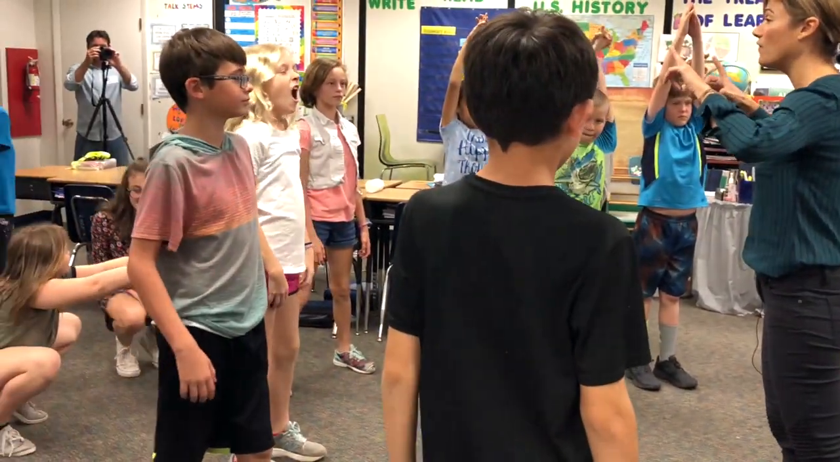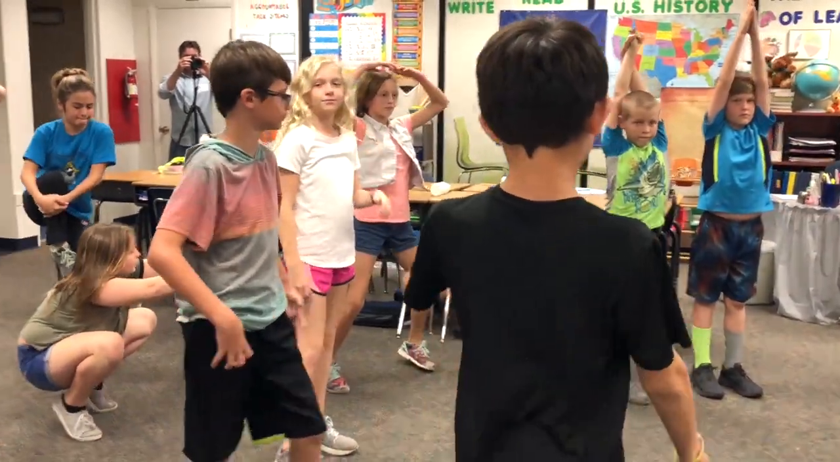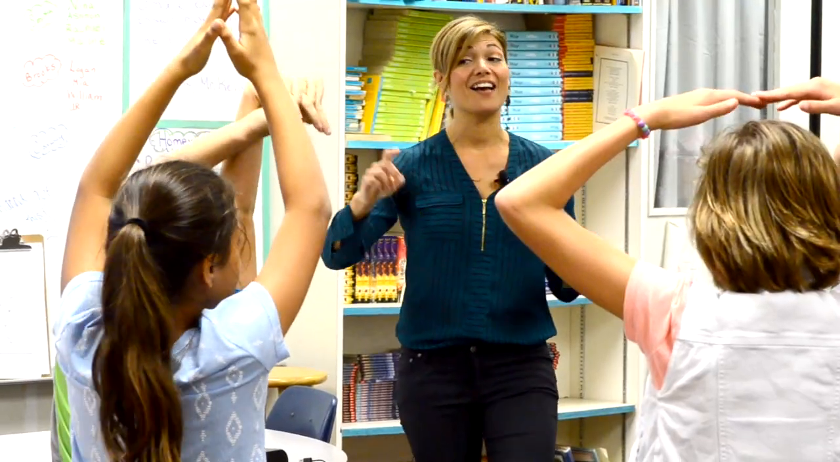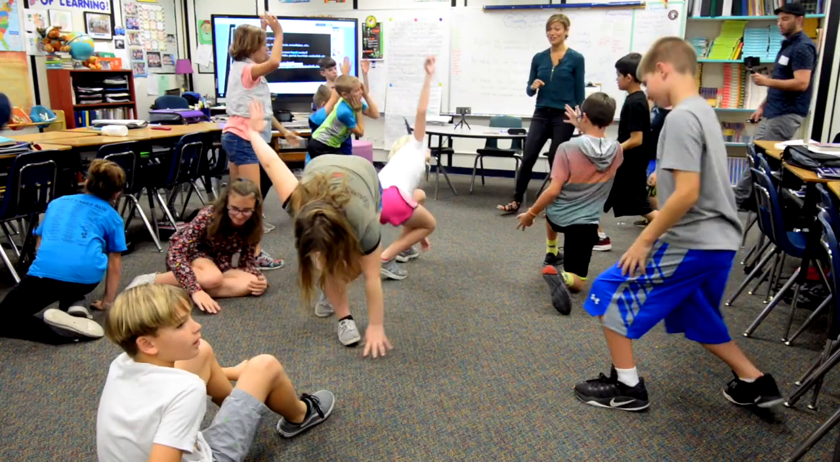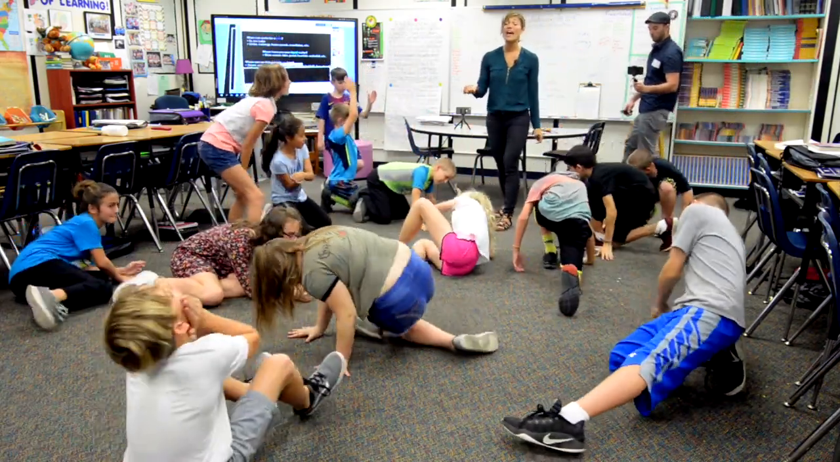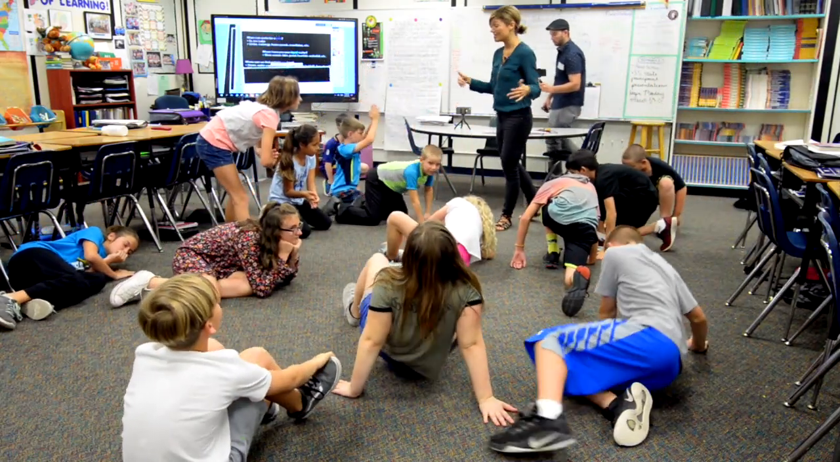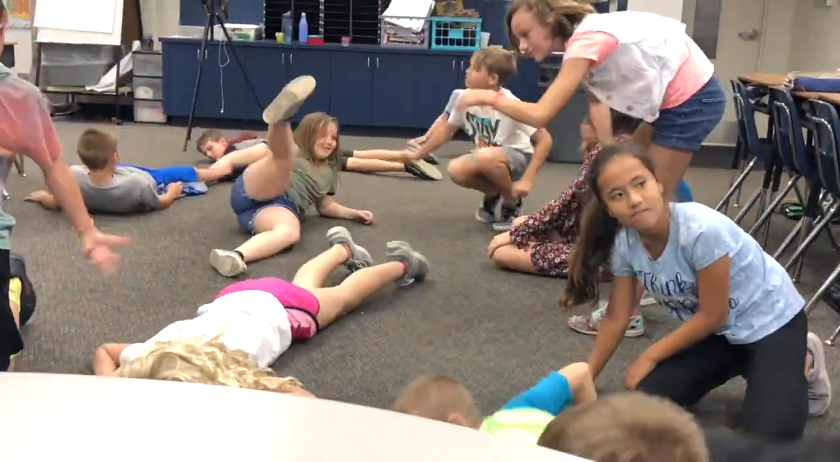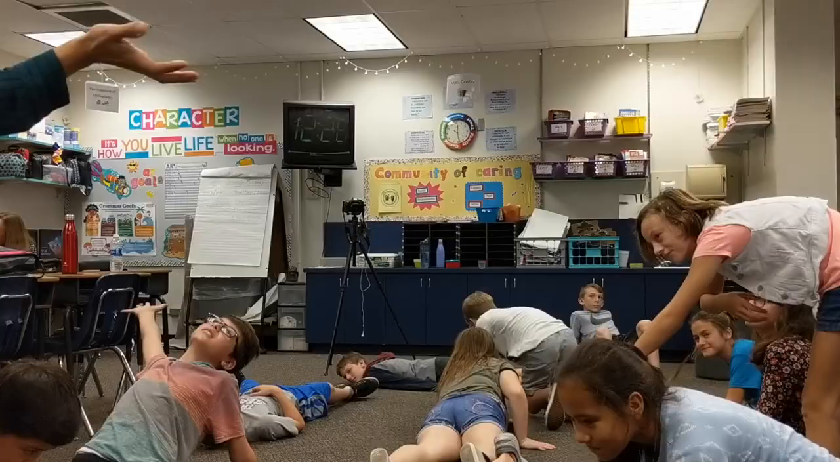So we're solid for four counts. Here we go. One, two, three, four. And you're melting. One, two, three, four. And you're liquid. I said you should see movement for one, two, three, four. And freeze. What happens to liquid when it heats up?